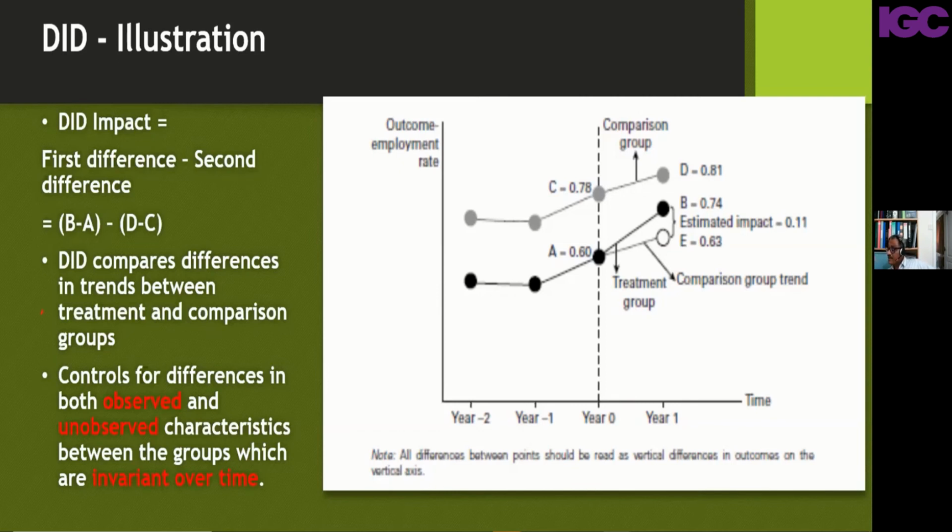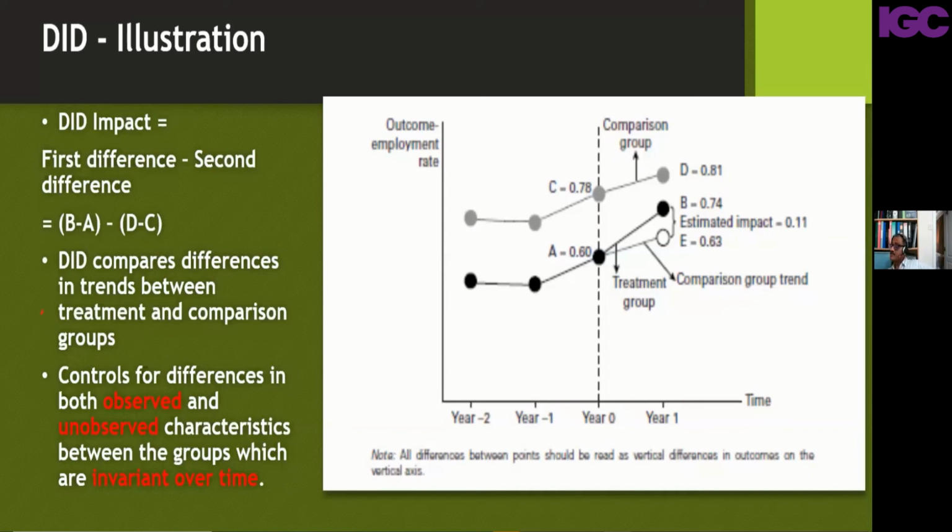So DID compares differences in trends between the treatment and the comparison group. Because it compares the differences in trends between two different points in time, it also controls for differences in both the observed and unobserved characteristics between the two groups. But of course, these differences should be invariant over time.